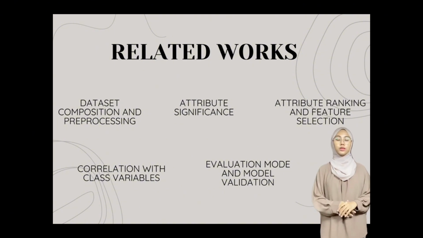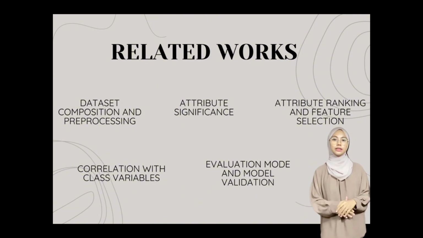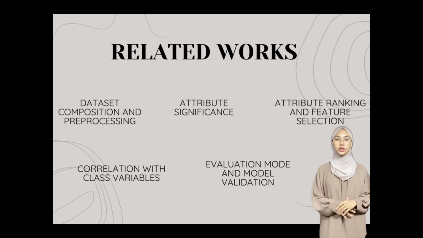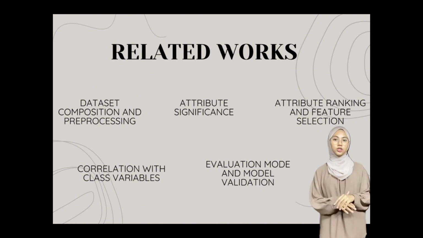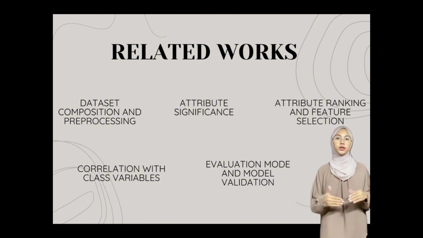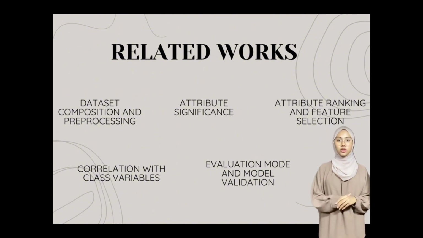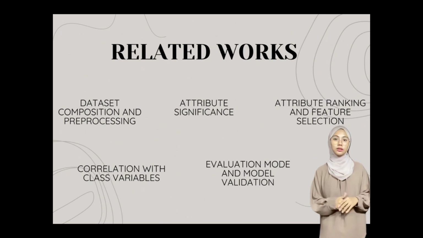Next, correlation with class variables. Attributes highly correlated with the class variable will generally enhance model robustness. Attributes with moderate correlation can introduce redundancy, requiring careful handling during model development. And the last one, evaluation mode and model validation. Researchers commonly validate their models using separate training and testing datasets to prevent overfitting. Cross-validation was used to ensure the reliability of their diabetes prediction model, a standard practice in evaluating model performance.